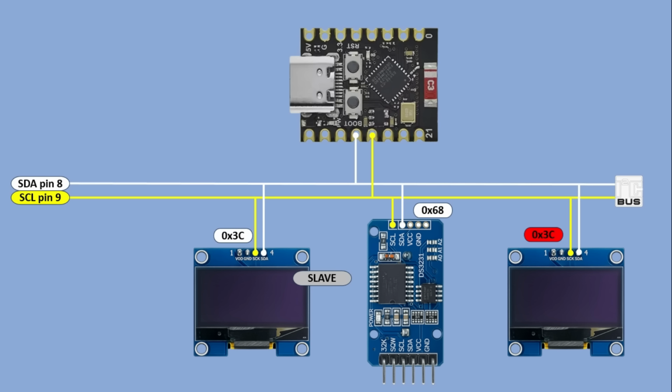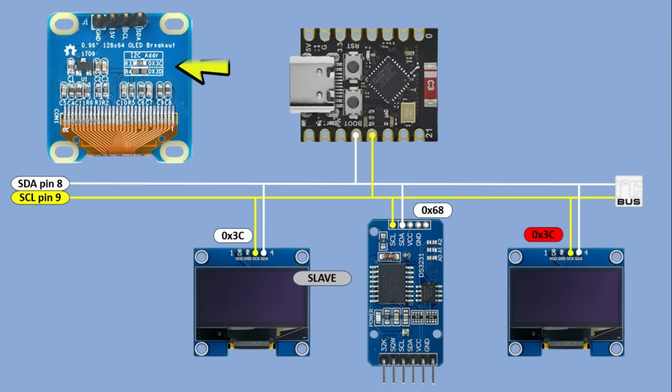You can find displays that have hardware option to change the address. If you look at the reverse side of such display, you will see a resistor soldered in one position with additional pads in a second position. By moving that resistor to the new position, you change the address to 3D.